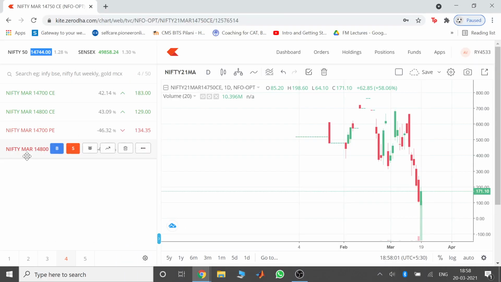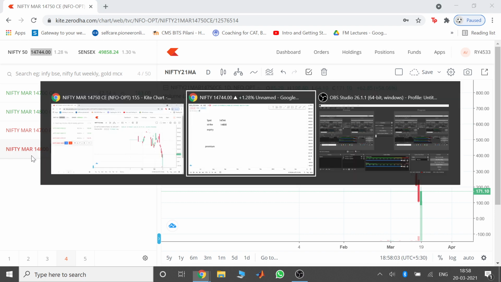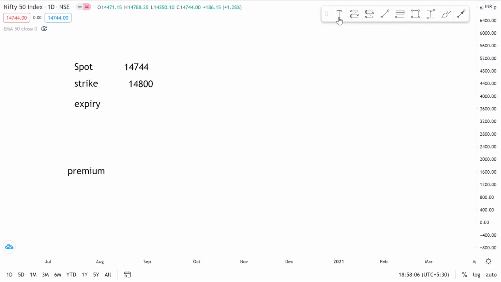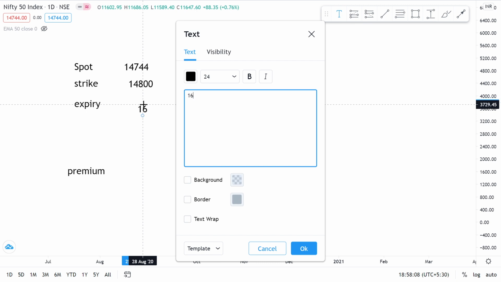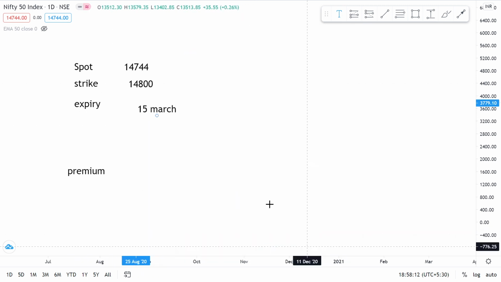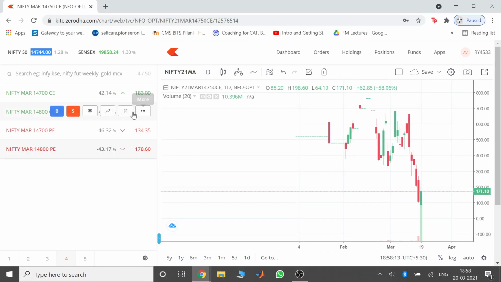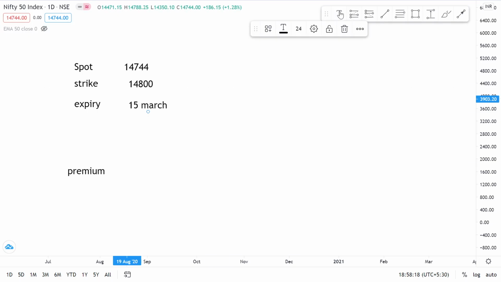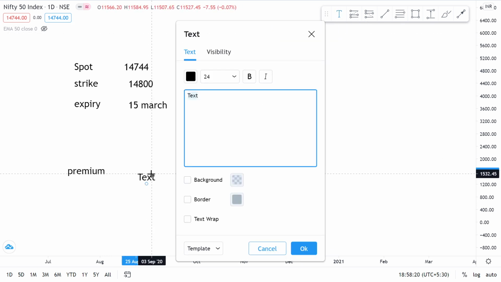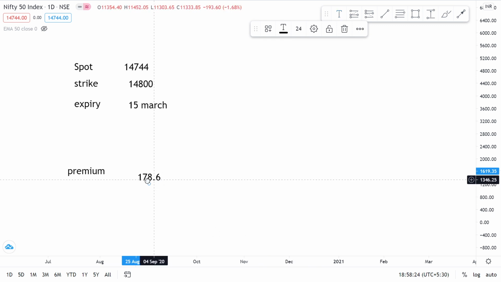Expiry is again March. This is the March contract, so the last month of March, which is the 25th of March. Now the option premium here is 178.6. That is the level it is trading at. So 178.6. This is the option premium.